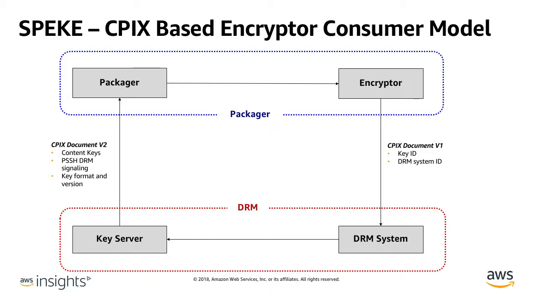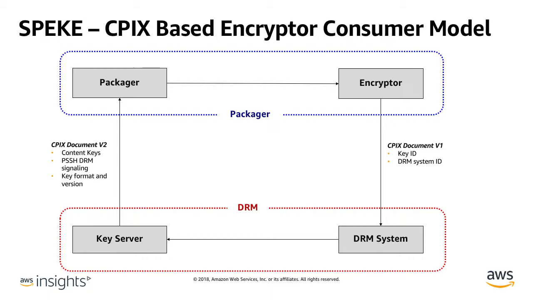Absolutely. So like we discussed earlier, SPEKE is the container that's used for requesting the key and obtaining the key back. So in this whole exchange, there are two main parties. One is what we call a packager here. It could be an encoder or it could be a transcoder. And it talks to a DRM platform, a DRM solution provider. And the first one is the origination of the SPEKE document, the version 1, in that it mentions a key ID. So we start from the encryptor.